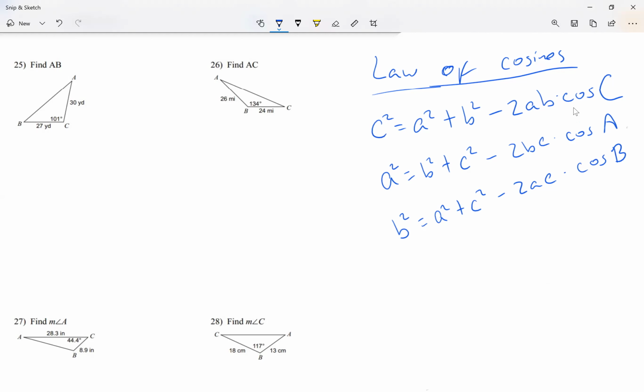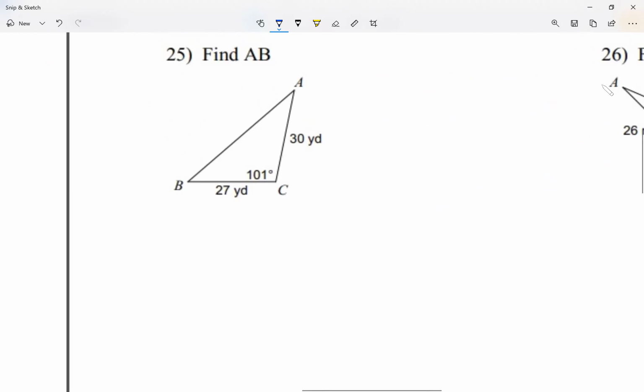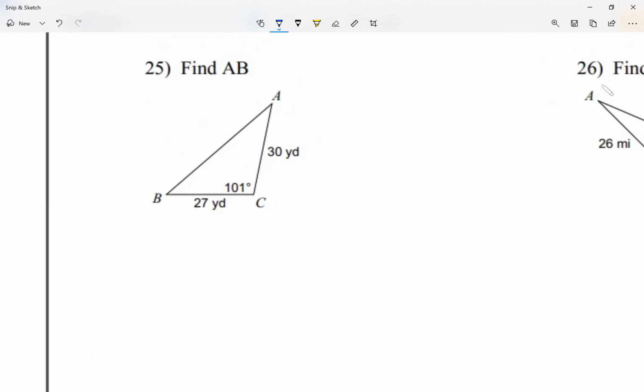But the bad thing is that sometimes I might give you angle C and ask you to solve for side A. That's going to happen. So let's take a look. I'm looking at question number 25 on my notes. Let me label my sides. The side AB, this is what I called side C. And then 30 is my side B and 27 is my side A.